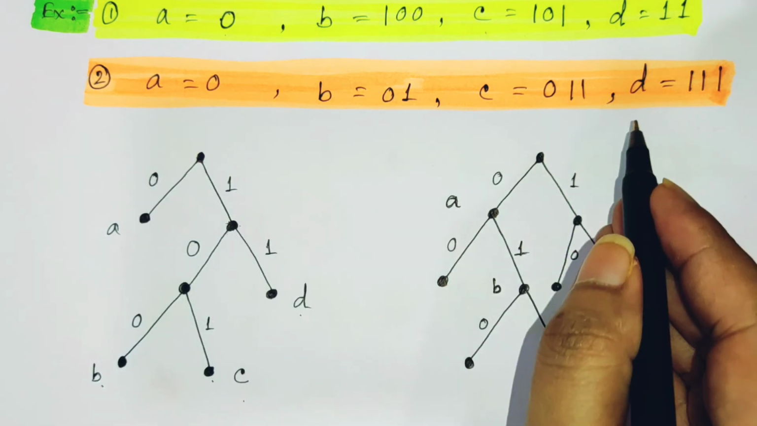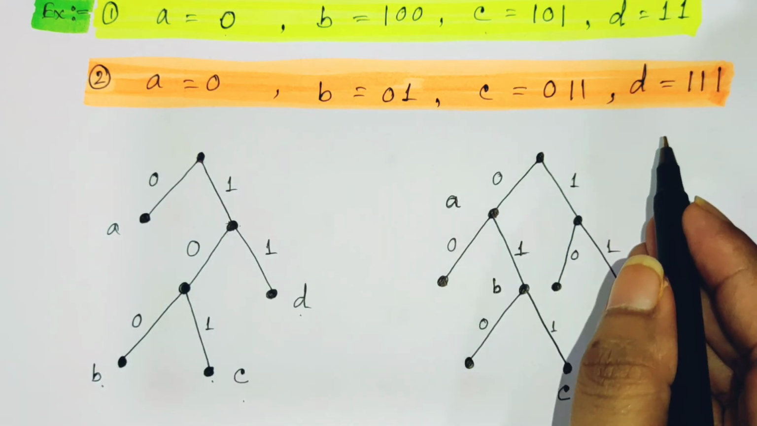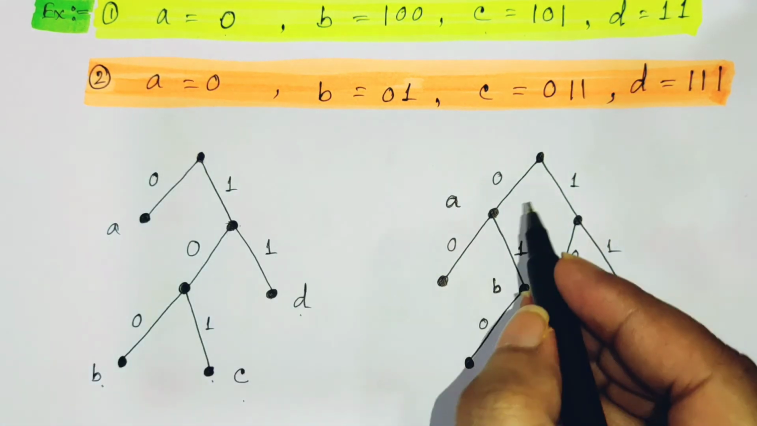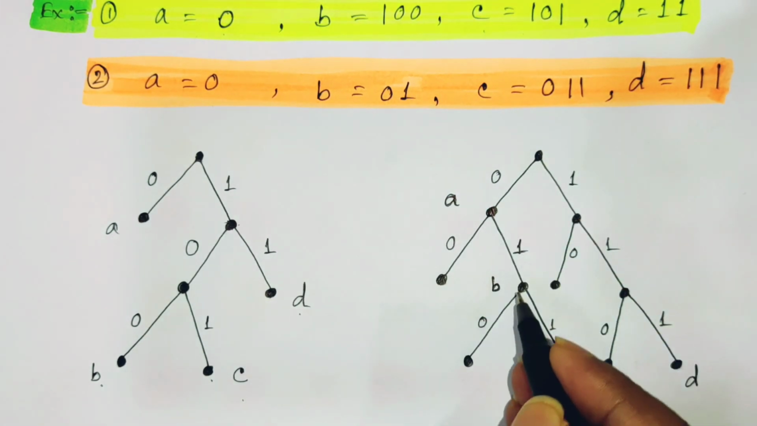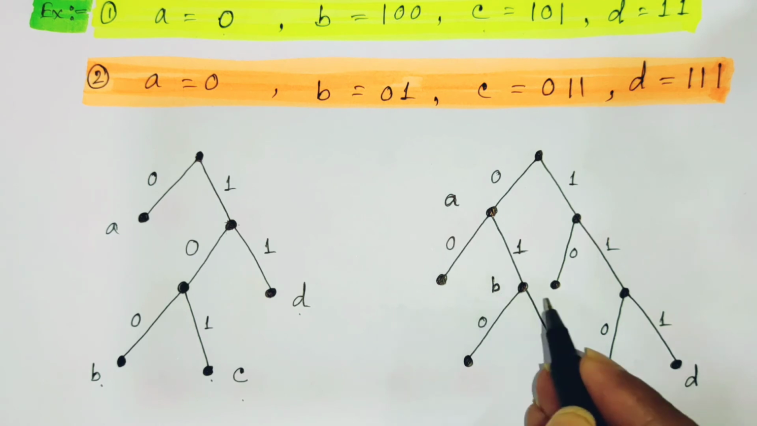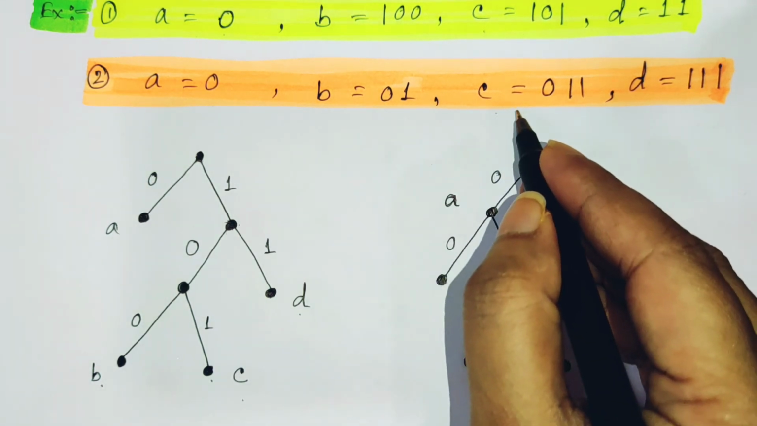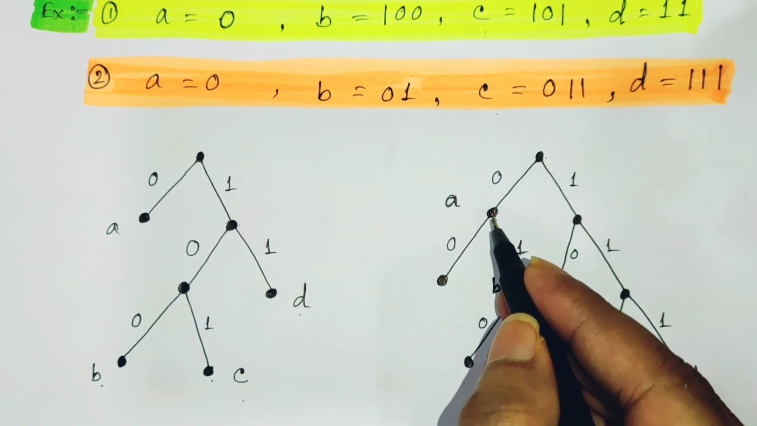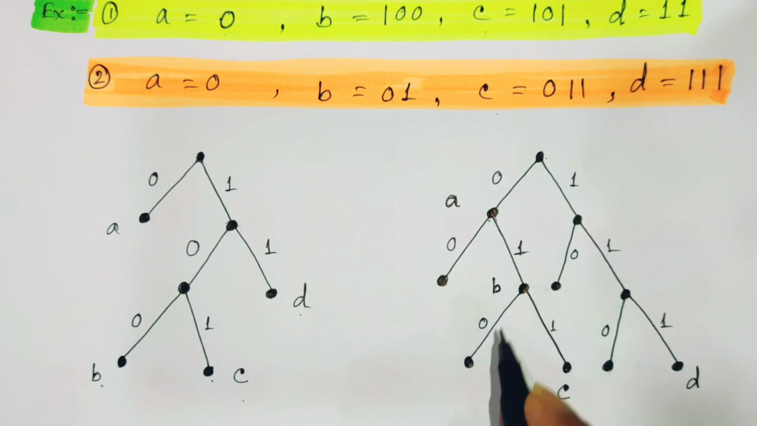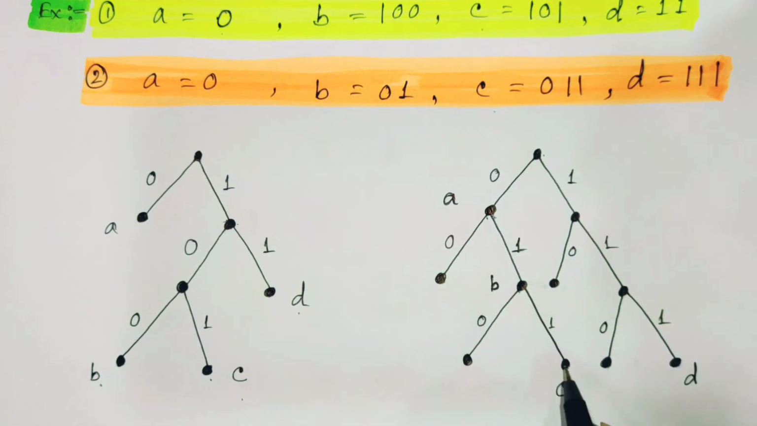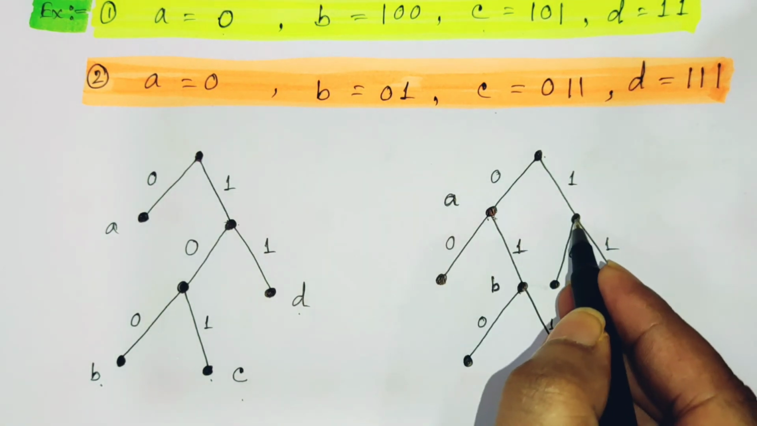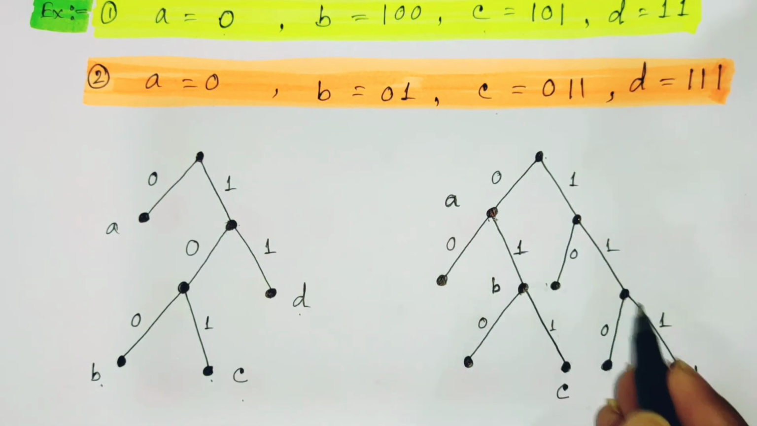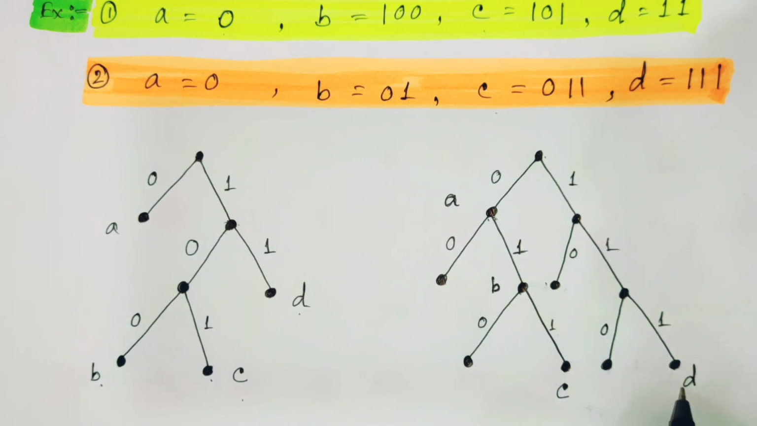And if we consider the second example, then from here we get this binary tree. A means this node, B means 01, so 0 is this one, 1 is this one, so B node is this one. I hope you understand. Then C is 011, so 0, then 1, then 1, this one. So this is our C node, and D node is 111. That means it is 1, from here it is again 1, and from here it is 1. So it is the D node.